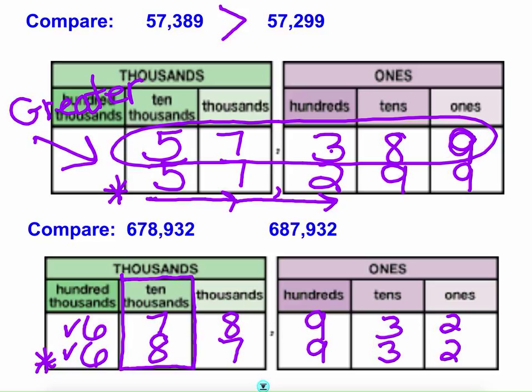So there's a 7 in the 10,000s place. So that's 70,000. And the 8 in the 10,000s place is 80,000. So we know that 7 is less than 8. So this number here will be less. Okay? So when I put my symbol in, I have to use the less than symbol. And the less than symbol makes the mouth open to the larger number. Okay? So the larger number happens to be 687,932. So I make sure that the symbol is facing that way. And I read this from left to right as 678,932 is less than 687,932.